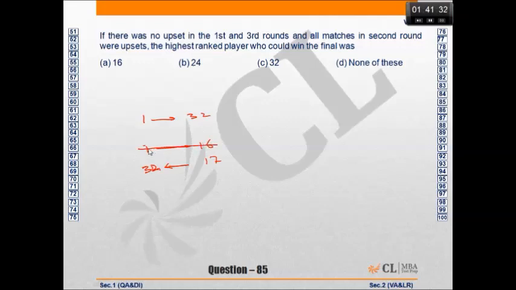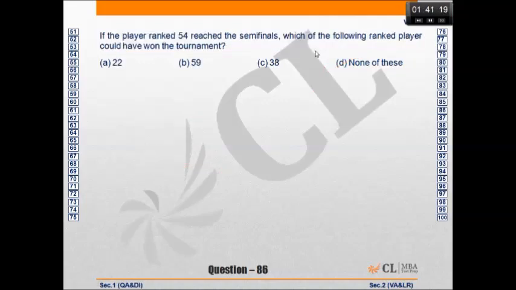That means all of these will lead. So the highest ranked player left in the play will be 17. So none of these higher ranked players could win the final. Yeah, 1 to 16 have vanished in round 2. That means this. If a player ranks 54, I now need to work.